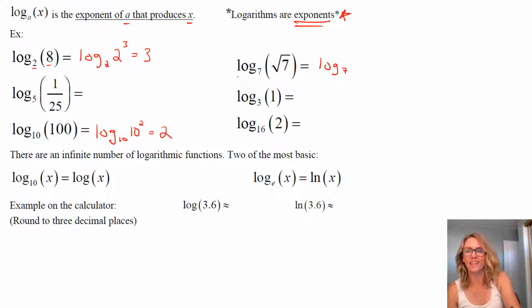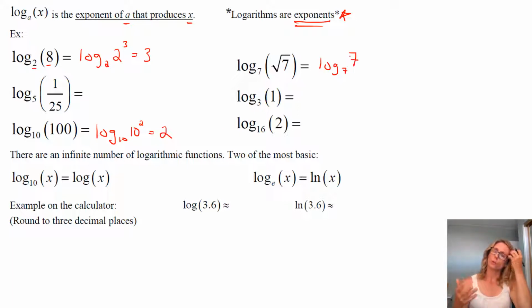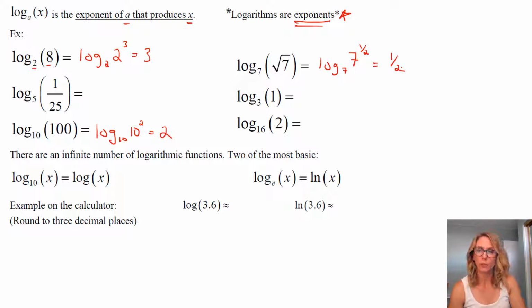Now, sometimes they get a little thought-provoking, I'll say. Here we have log base 7 of the square root of 7. All you have to remember is how else you can write the square root. The square root can be written as a rational exponent, raising a power to the 1/2. So when I see the square root of 7, that's the same as 7 to the 1/2. So now I have 7 to what power gives me 7 to the 1/2? Well, my answer would then, of course, be 1/2.